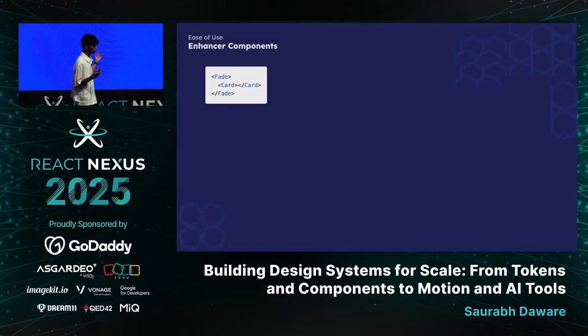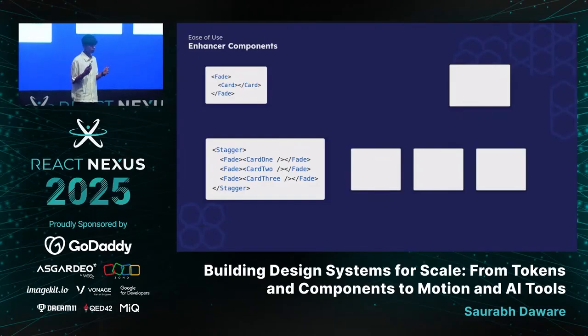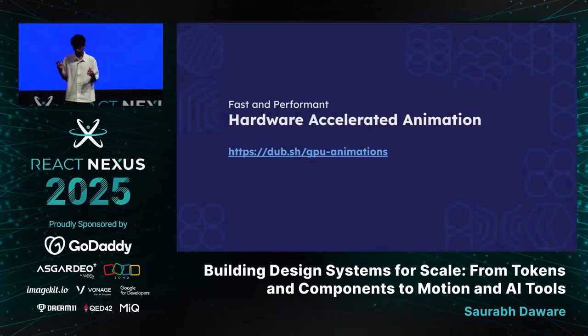So this was just singular animations where you have fade, move, or slide. This is kind of how fade would work. But you can also have stagger, where you can put the same fade component into a stagger component, and it creates that stagger experience. And that's about the API.